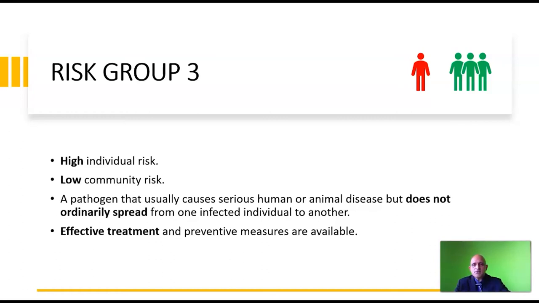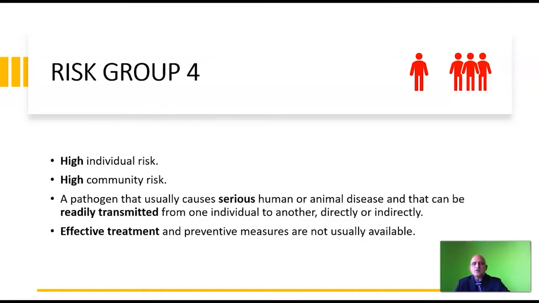Biological agents belonging to risk group 3 pose a high risk to the individual. However, the risk of transmission to the community is low. Risk group 3 pathogens cause serious human or animal disease, but do not ordinarily spread from one infected individual to another. Effective treatment and preventive measures are available.